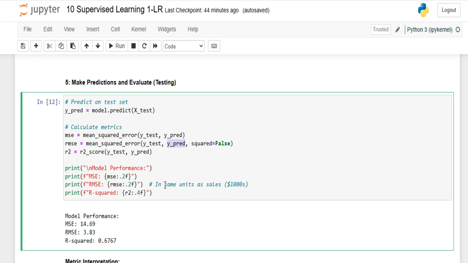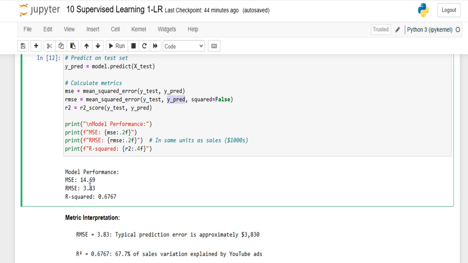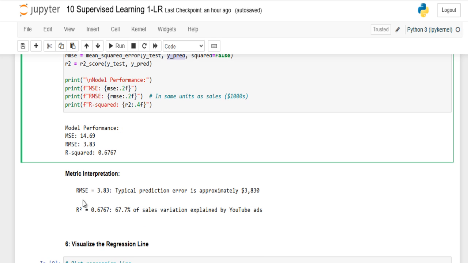So we are around this. We now have 14.69 and 3.83. Then our R square is 0.6767. So what that means is that 3.83 is our RMSE. The typical prediction error is approximately 3,830. That is our error. That's what it means, 3,000, because it's in thousands. Don't forget, our unit is $1,000. All right, that's our unit, so we are multiplying by our unit now to get this.